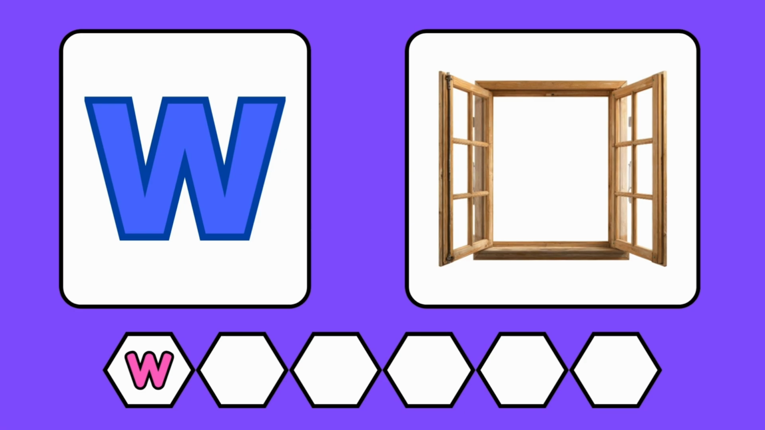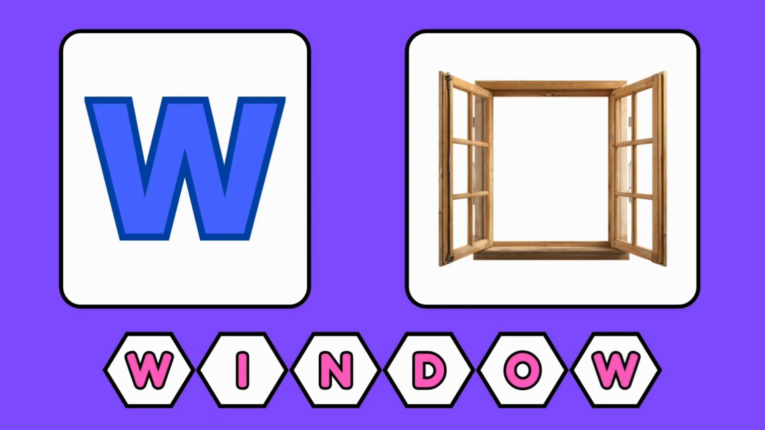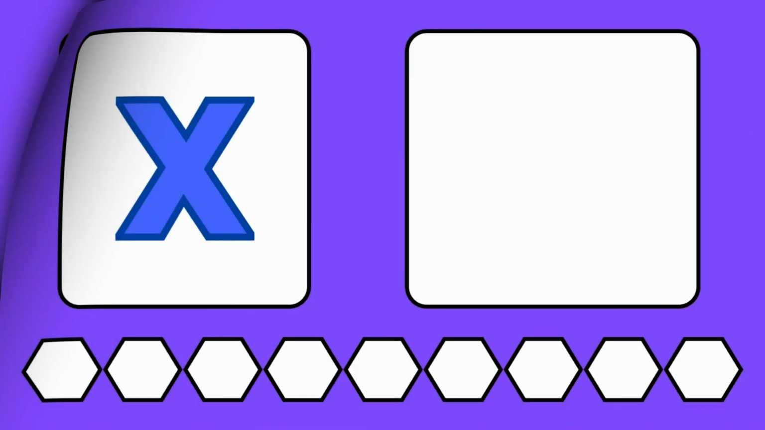Let's spell it. W. I. N. D. Humpty Dumpty sat on a wall. Humpty had a great fall. Window. King's horses and all the king's men couldn't put Humpty together.